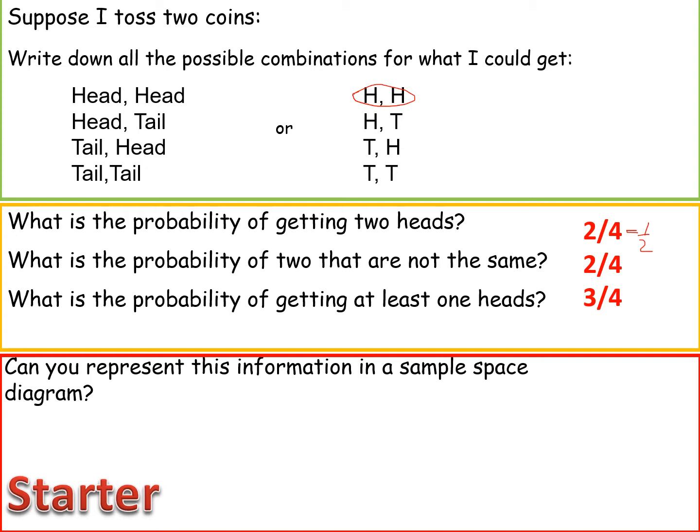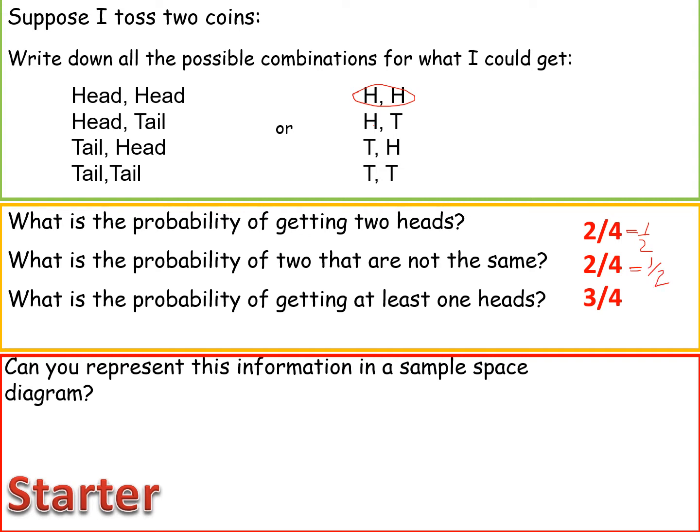And then what is the probability of two that are not the same? So not the same: here you are having the same, head head, here you are having tail tail. So not the same is head and tail, and tail and head. So again the probability is 2 over 4, so we can simplify this to 1 over 2.